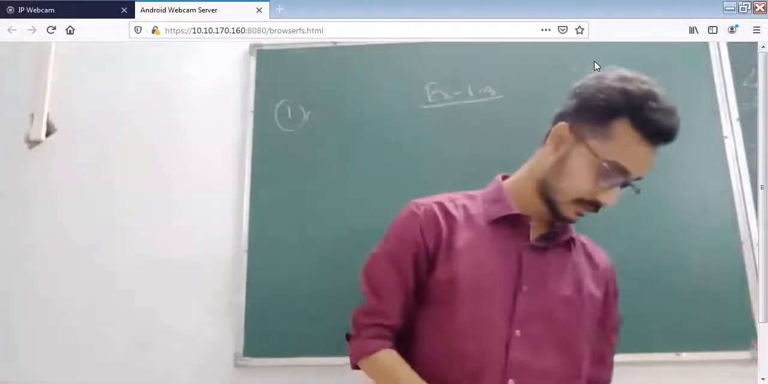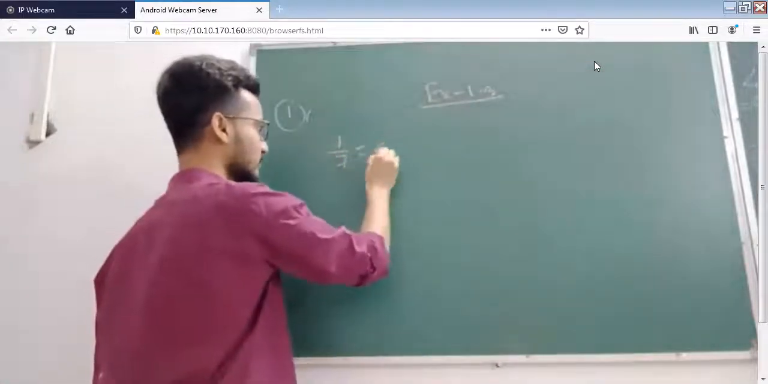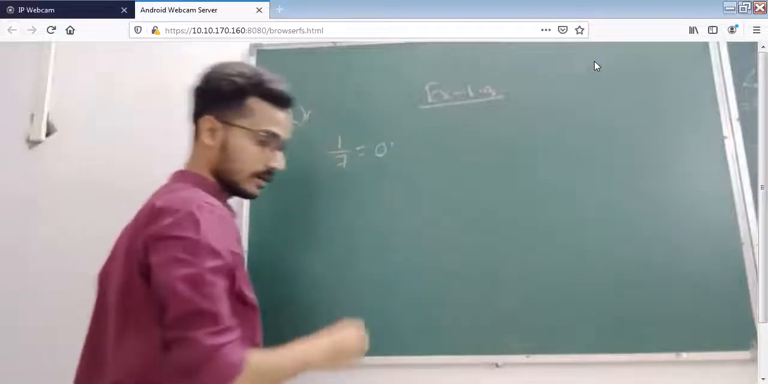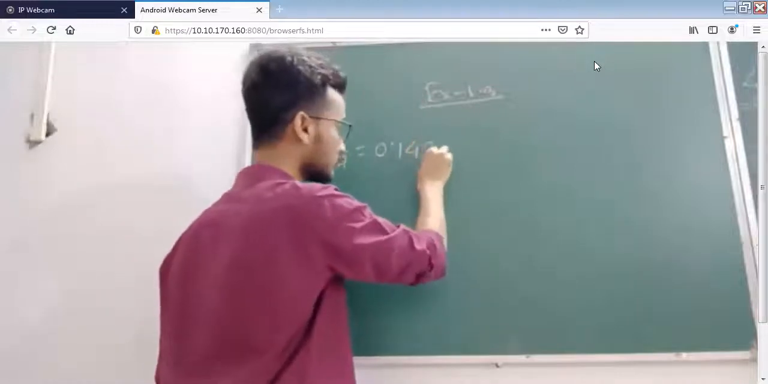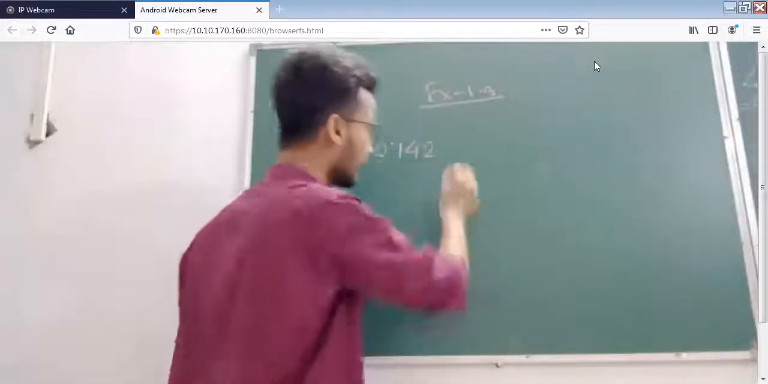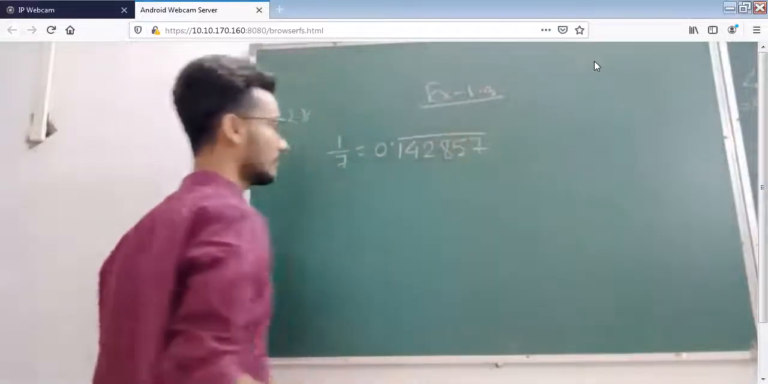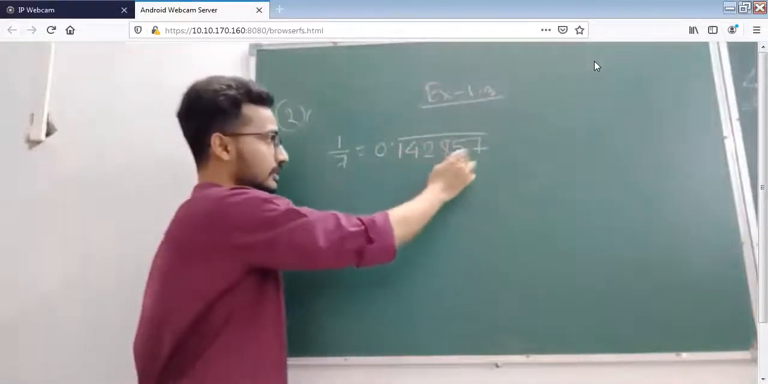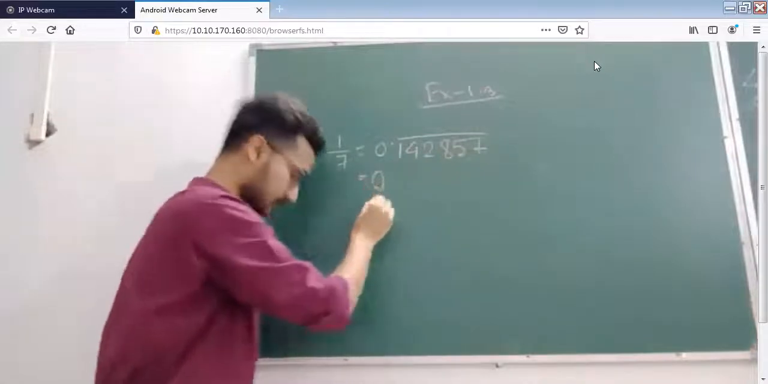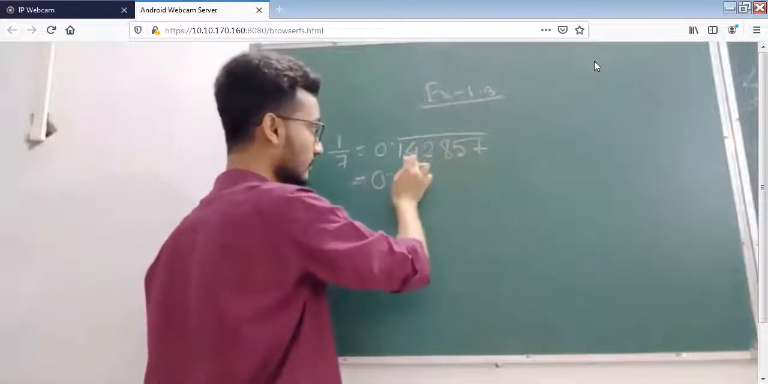Now see question number 2. The question you can actually do on your own. It's very easy. Now see, the value of 1 by 7 is given: 0.142857 bar. What is the meaning of this one? No need to write this one. I am just writing here for your understanding. 142857 means these 6 digits are repeating.